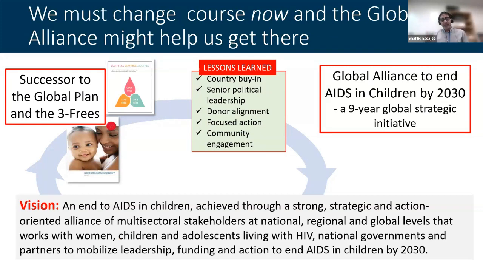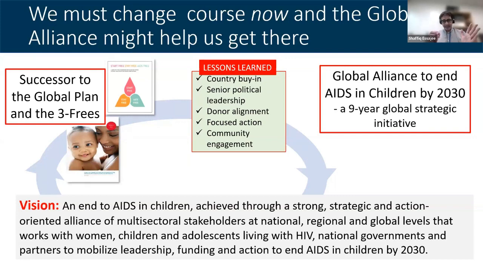So we've talked about the Global Alliance already, and the vision that the Global Alliance represents. And I just want to underscore that this is a successor to the Global Plan and the 3 Frees, these global initiatives that we have seen in the past, and that have been really important to galvanize action. What we've tried to do in the Global Alliance is to take the lessons that we've learned from the successes that we saw during 3 Frees and the era of the Global Plan, and try to make them central to the structuring of the Global Alliance.